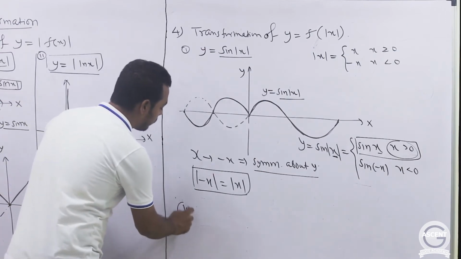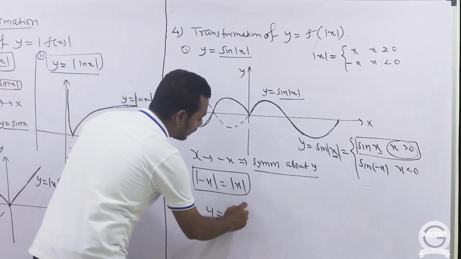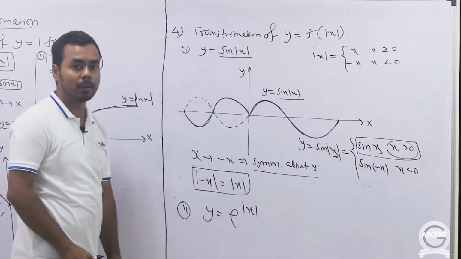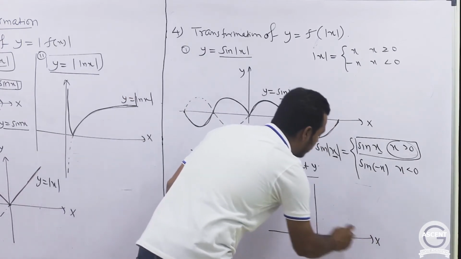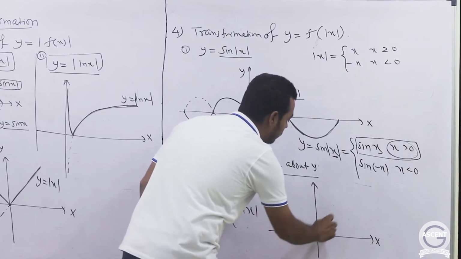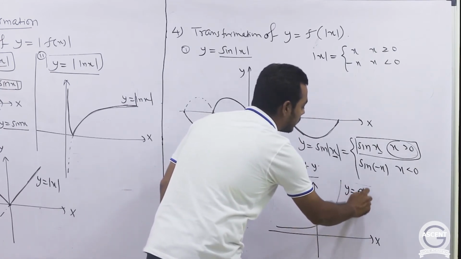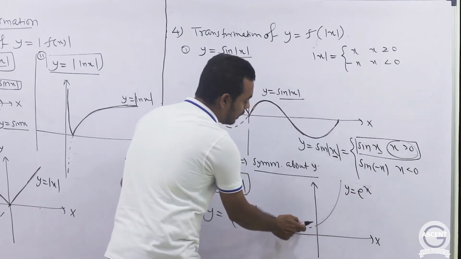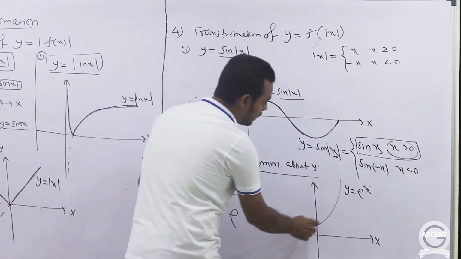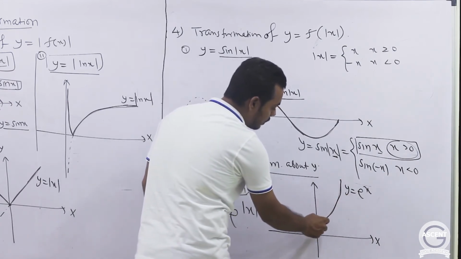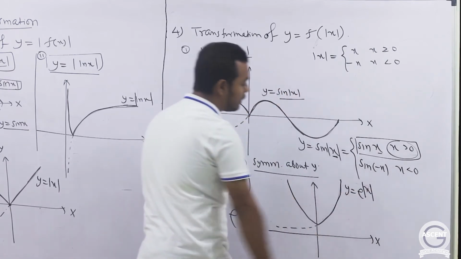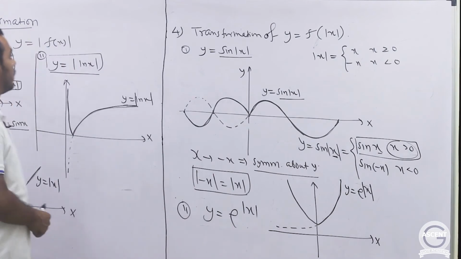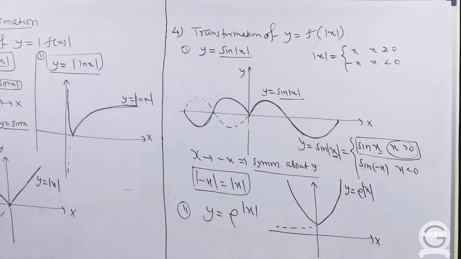If you want, we can take one more example. Suppose I want to draw the graph of the function y equals e to the power mod x. So first step, draw the graph of the function y equals e to the power x. Erase the portion of the graph on the negative side of the x axis. Take the image of this portion of the graph in the y axis. So this will be your graph of y equals e to the power mod x. So these two were very important transformations.